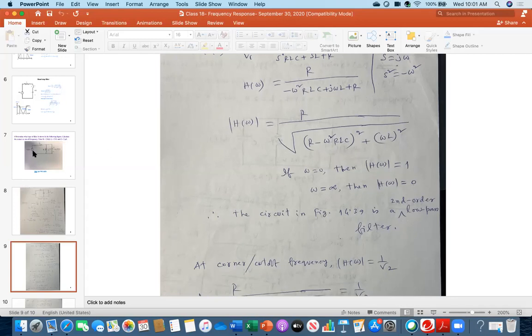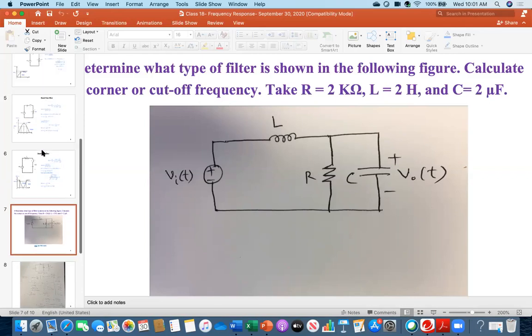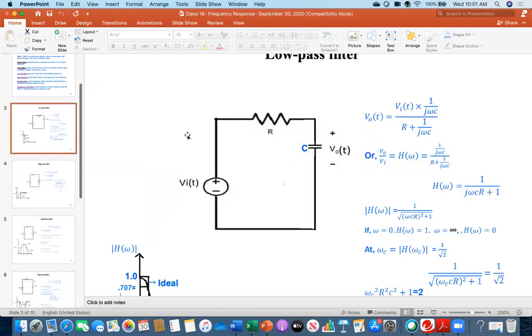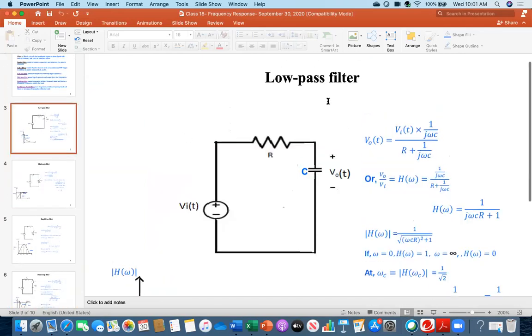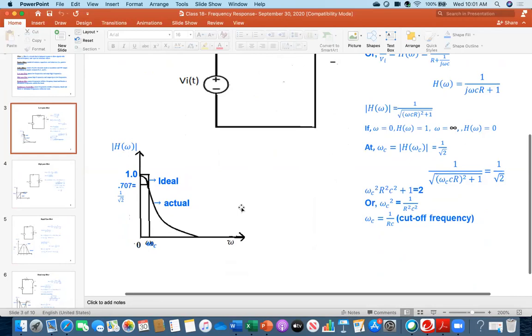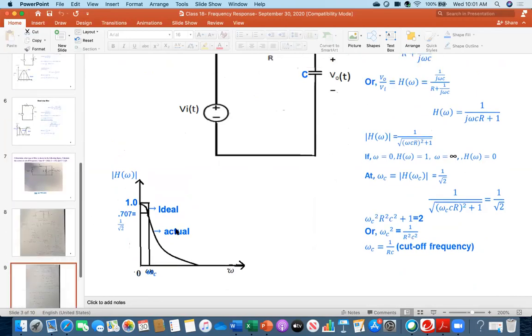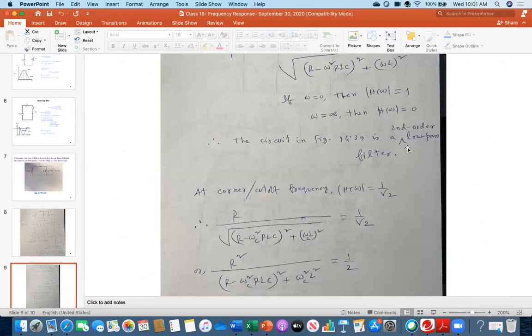So that was the question. Although it looks different, actually it is representing the low pass filter that we looked at in the beginning. What is the characteristic? At 0, its value is 1, and after that the value goes to 0 at high frequency. So we got the result that the circuit is actually a second order low pass filter.